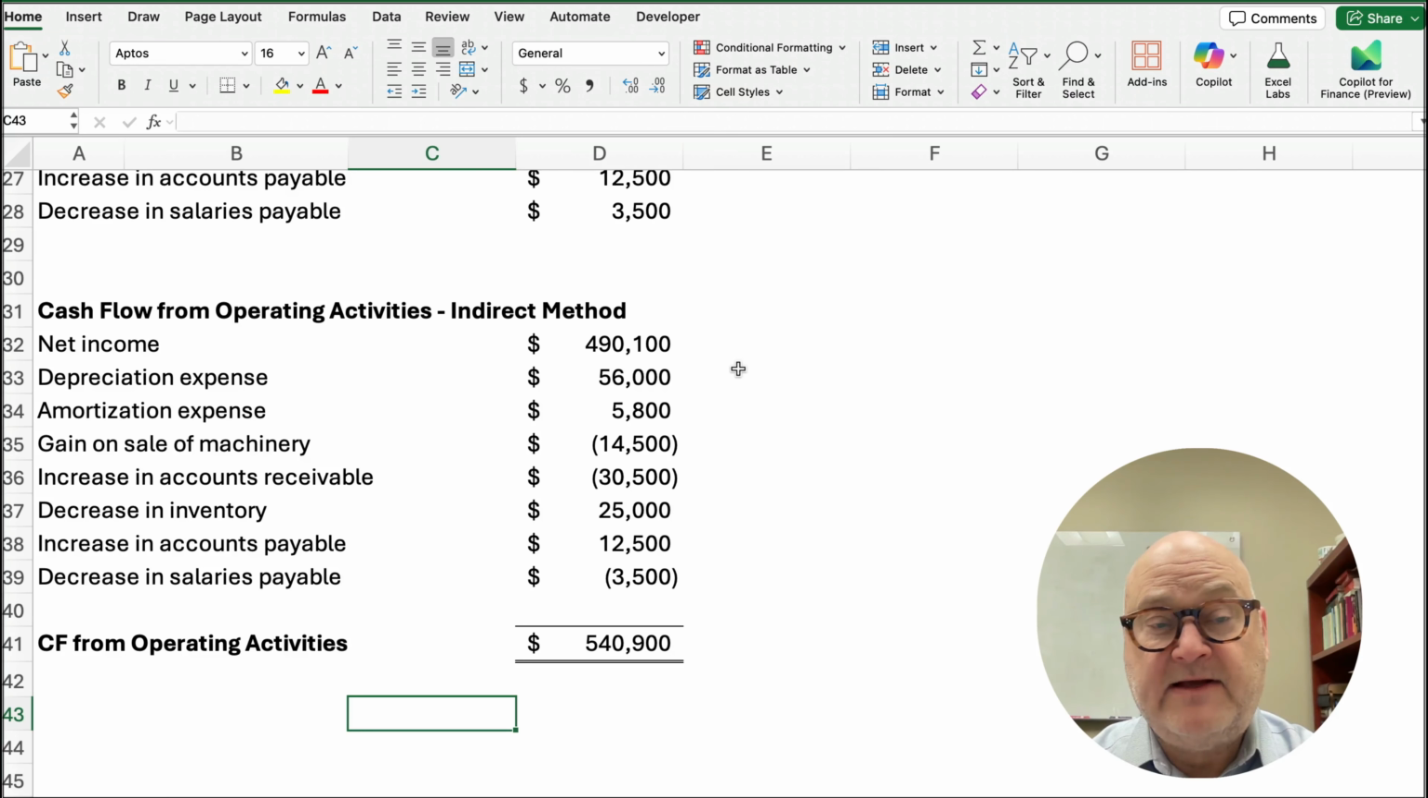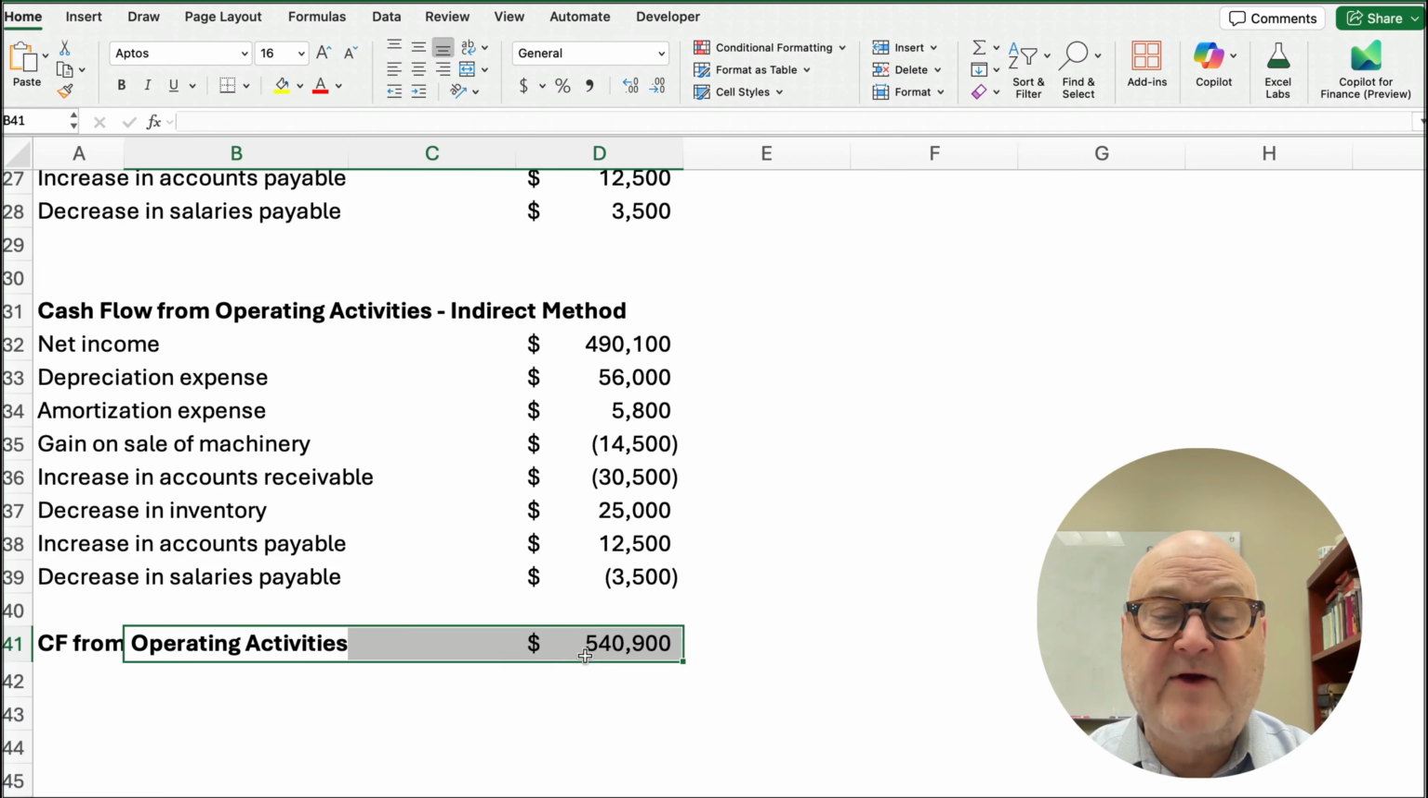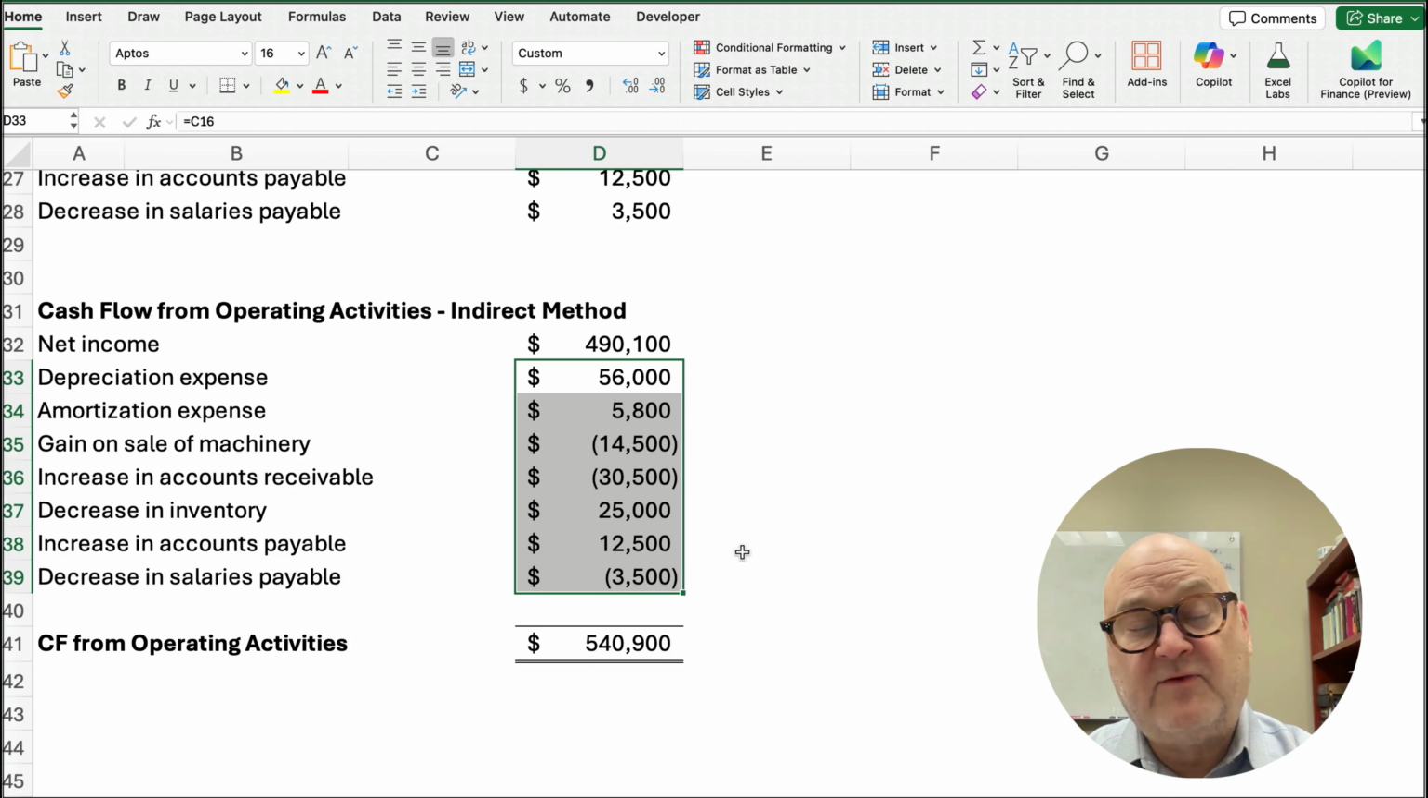Net income is different than operating cash flow. So you're looking at this line and looking at this line and saying, okay, I see the difference. And these explain the differences why net income is not the same thing as cash flow from operations.